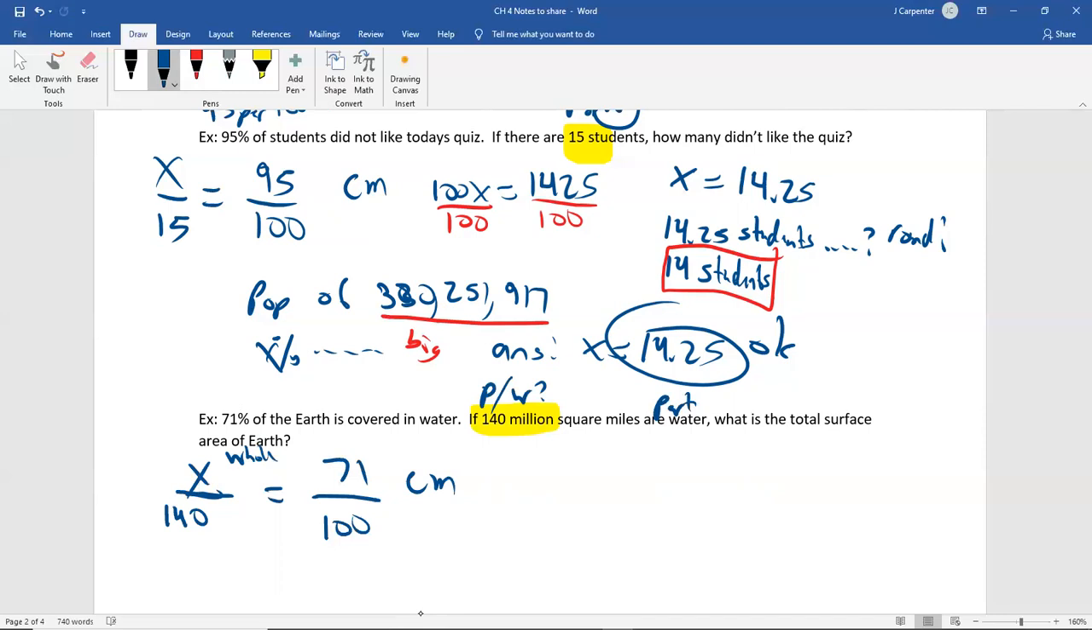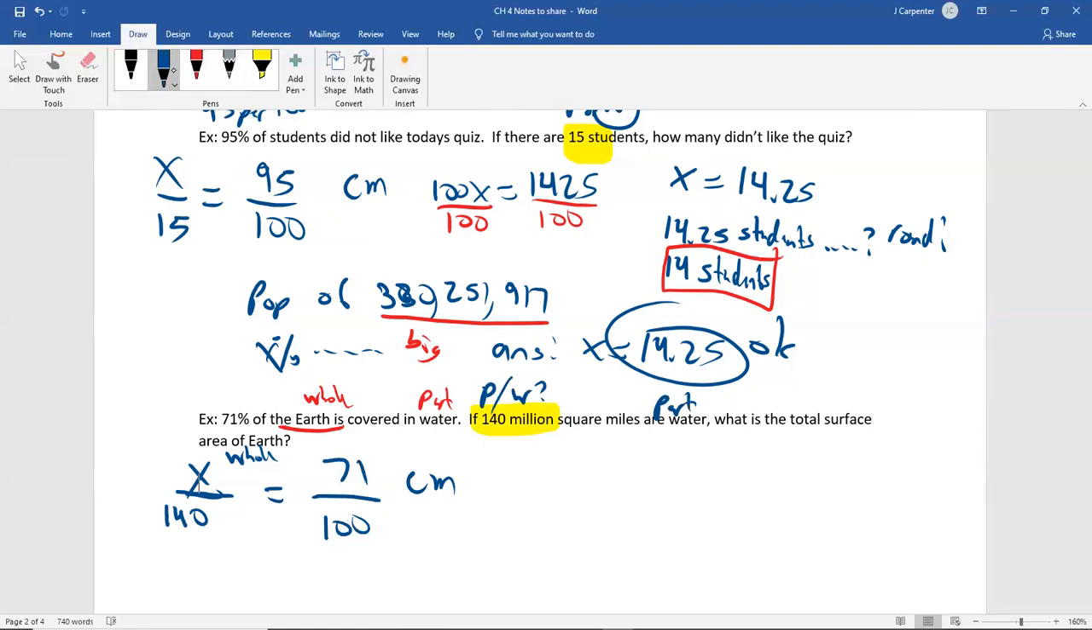Oh, and also the other way, 71% of the Earth is covered in water. 71% of, the next thing should be the bottom, the Earth. The covered in water part is not what's immediately there. It's saying 71% is covered in water. So of the Earth, that says the Earth is the whole, which makes the water the part.